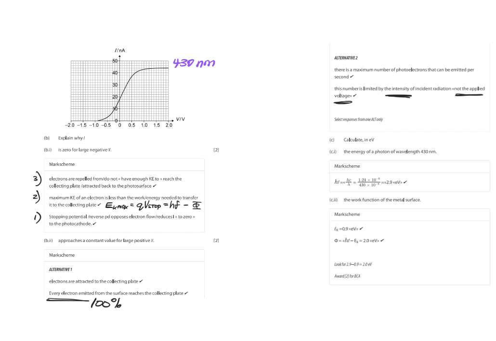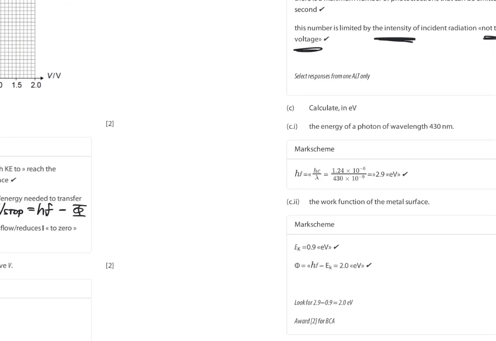C, calculate in electron volts. C-I, the energy of a photon of wavelength 430 nanometers. So we do hc over lambda. We have lambda as 430 times 10 to the negative 9, and hc as 1.24 times 10 to the negative 6. What they are hiding in there is the conversion factor. So that's h times c divided by 1.6 times 10 to the negative 19, and then divided by lambda, which gets us 2.9 eV. So that does check out.